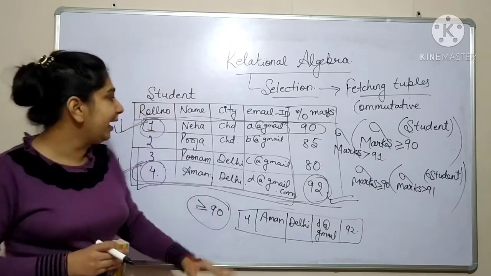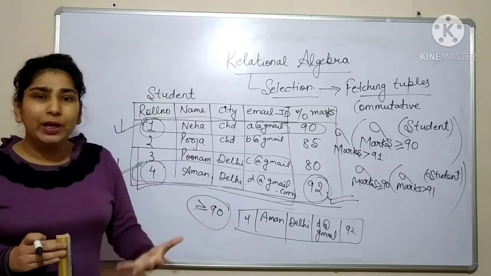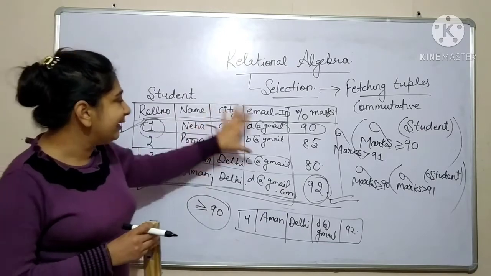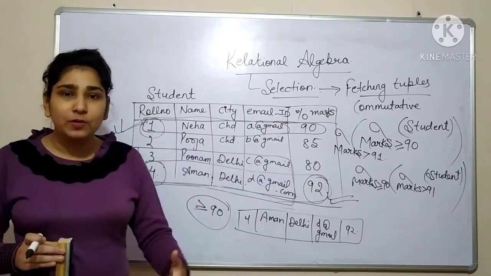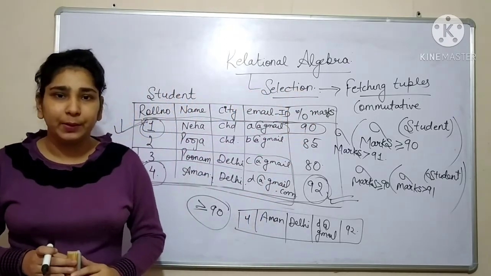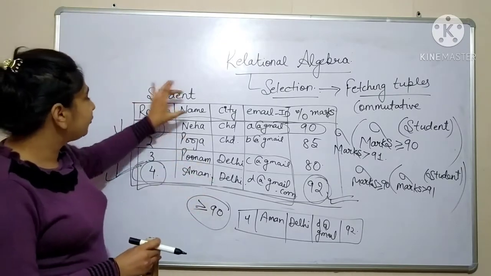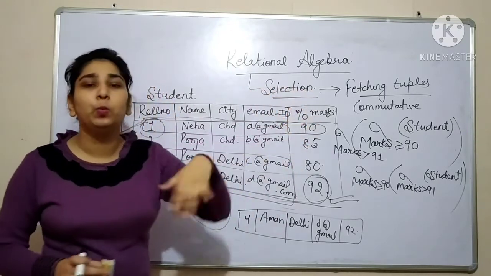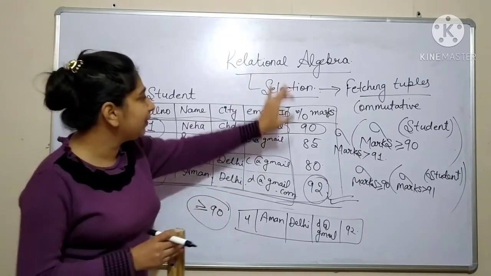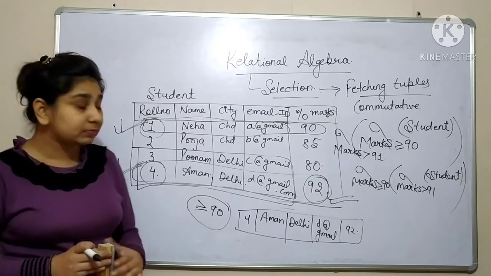Okay, so I hope that you are clear with the selection operation. We try to do filtering of the rows by imposing some set of conditions on the attributes. And in the output which you will be getting, all of the attributes are going to be involved. Okay, so I hope that you are clear with the selection operation.